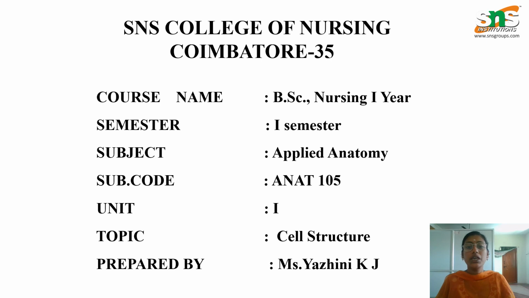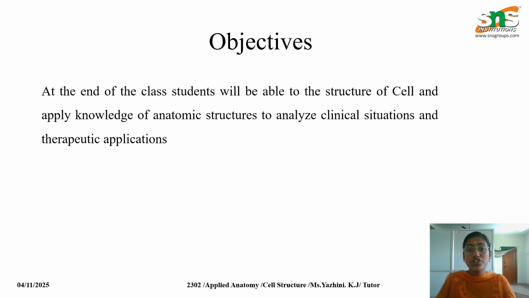We will cover the key parts relevant to the human, that is, animal cells, with some notes on plants for comparison, and link them to nursing applications like cellular damage in infections or drug actions. By the end of this section, you will be able to describe the structure of cells and apply the knowledge to analyze clinical situations and therapeutic applications. For example, knowing cell membrane functions helps in explaining how antibiotics work and why edema occurs in inflammation.